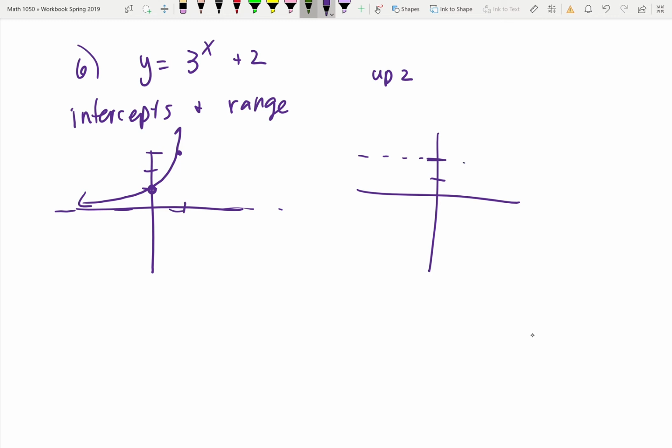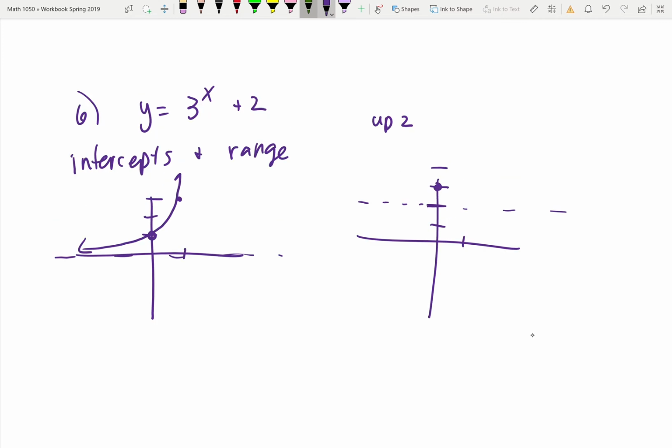So my asymptote goes right there. I was at (0, 1), now I'm at (0, 3). I was at (1, 3), now I'm at (1, 5). Looks like that. Curve it in, done. Now, I wasn't asked to graph it, but you have to graph it to answer it.